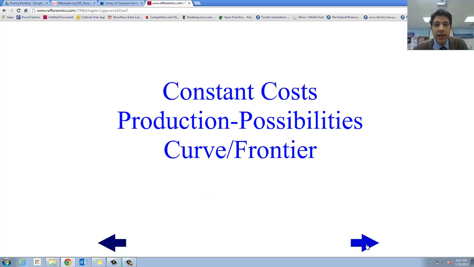So we're going to stop there. We're not going to talk about constant cost because it's a little bit more AP, and we're not going to work with it. It's not going to concern us all that much.